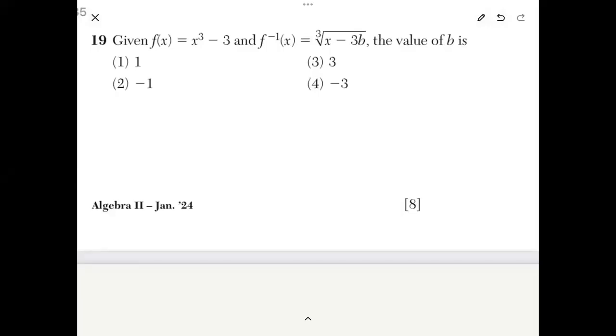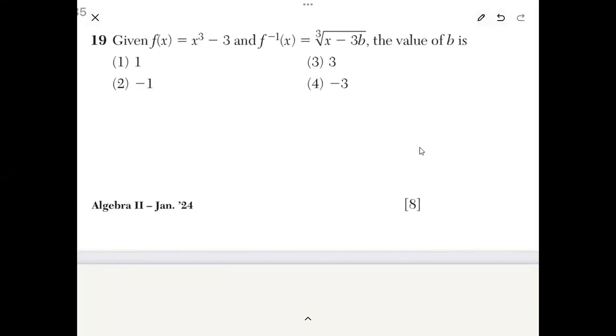Hey, I wanted to do a quick video on how to use your calculator to find inverse functions. So this was taken from the most recent Algebra 2 exam. It gives a function, a cubic function, x to the third power minus 3, and they want you to find the inverse. It's going to be the cube root of x minus 3b, but we need to find the value of b.